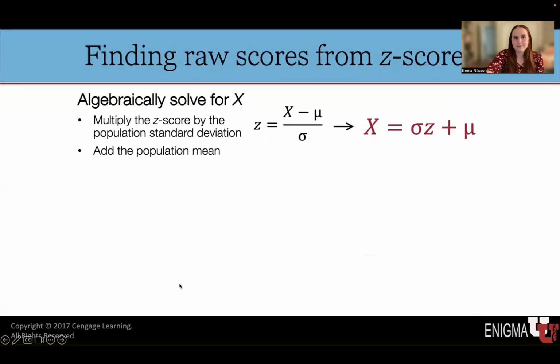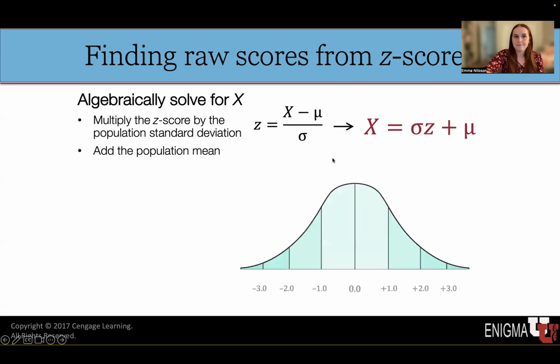Another thing that we can do when we have that formula is we can actually find a raw score from the z-score. As long as we have the mean and the standard deviation, we can calculate our raw score from the z-score. The way we have to do that is we first have to algebraically solve for x using this formula. So if we did a bunch of transformations here, then we would get x equals the standard deviation times the z-score plus the mean.